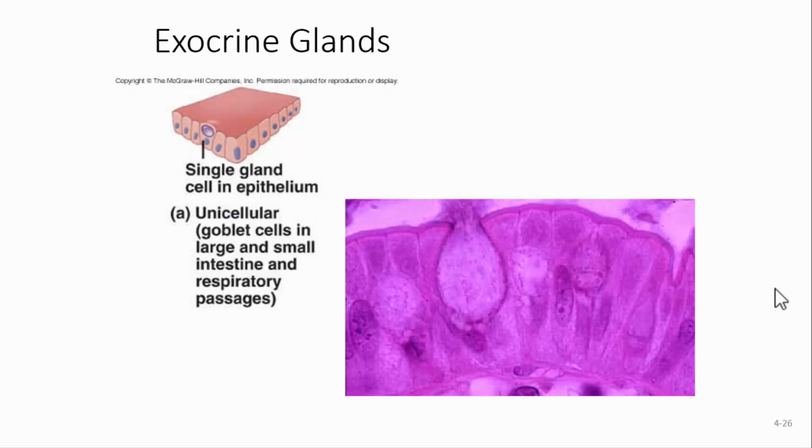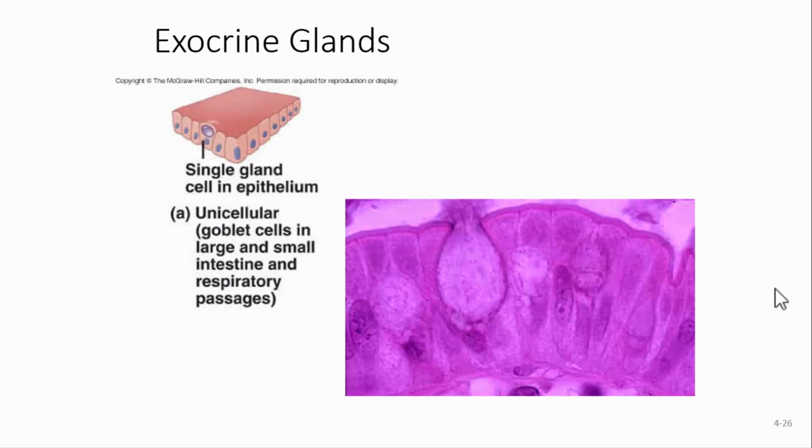Endocrine glands, think of them more as a sponge. They kind of ooze their secretions out into the interstitial fluid, and from there it's absorbed into the bloodstream, where its product then goes throughout the body. So in this case, we're going to be talking about exocrine glands.